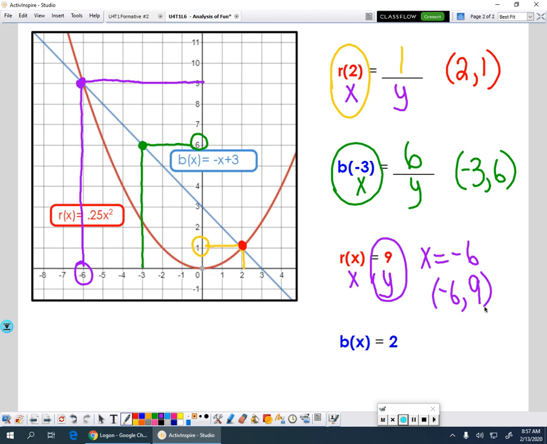And then finally, last but not least, we're going to be looking at our blue line here. Okay, and so again, this is my x value, this is my y value. So for my blue line, we're looking for where our y value is 2. So y value of 2, I go over to my blue line, and I find that x equals 1. And that would be an ordered pair of 1, 2. So these are the kinds of things you're going to be expected to do when you analyze 2 or more functions on the same coordinate graph.